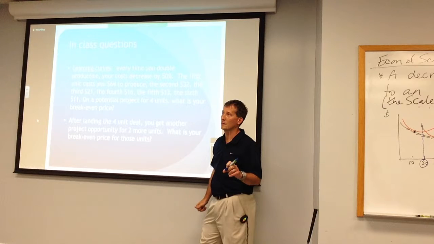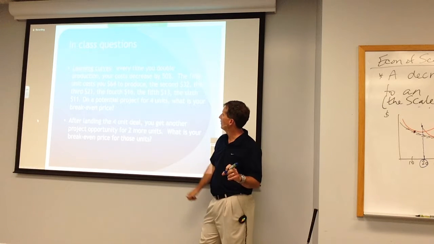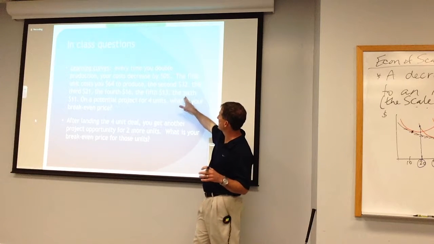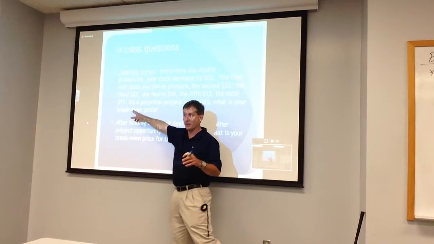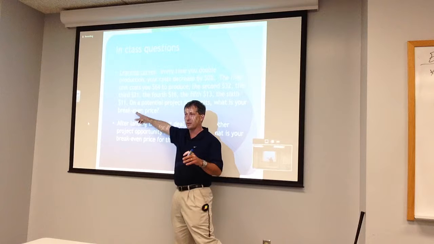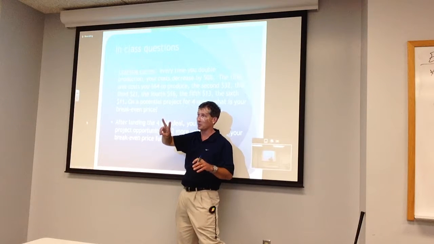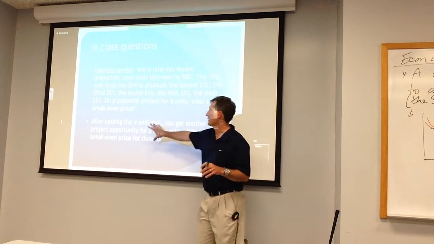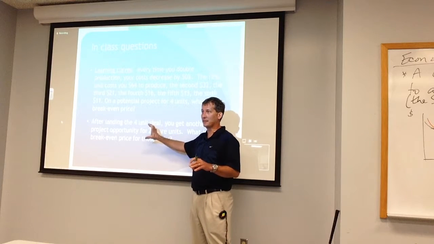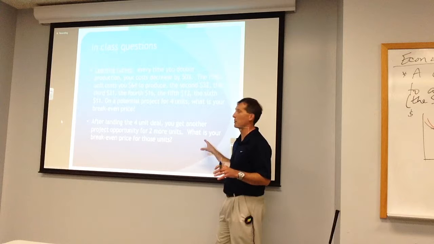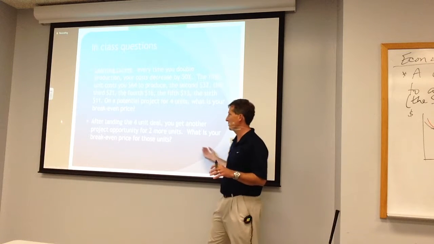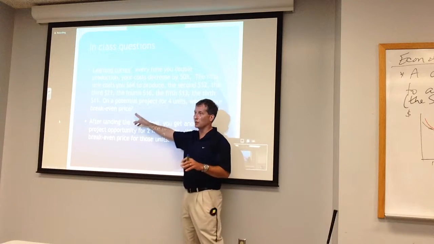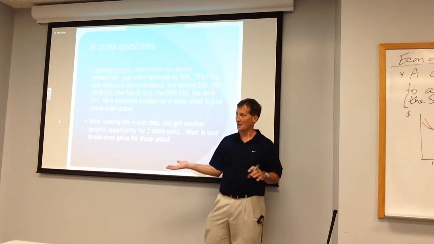Tell me what you're doing. Add the fifth and sixth, so 13 plus 11, 24, and then what would you do? Divided by just the 2, right? So you wouldn't do the whole thing over again with 6? Not under this context, the way it's worded. After landing the 4-unit deal, a new person comes along and says you get another project opportunity for 2 units. What is your break-even price? Because you're still already making them. Exactly. So at the margin, those extra 2 units are only going to be $12.